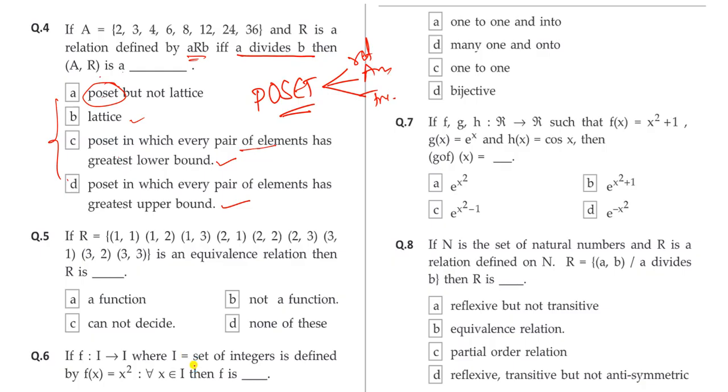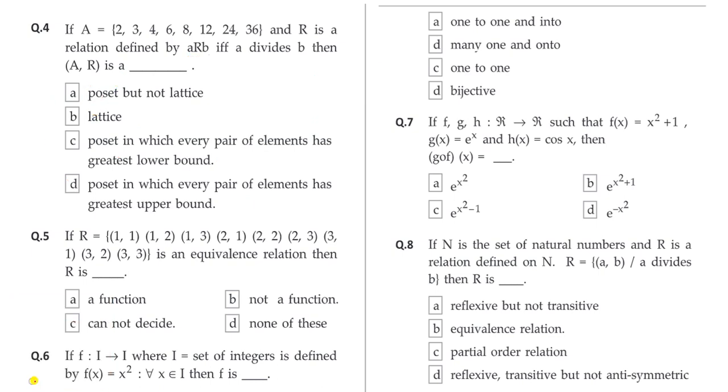So what is the question here? The first one is poset but not lattice. Okay, do you know lattice? Because the lattice concept is not there in the second chapter. I will explain what a lattice is.